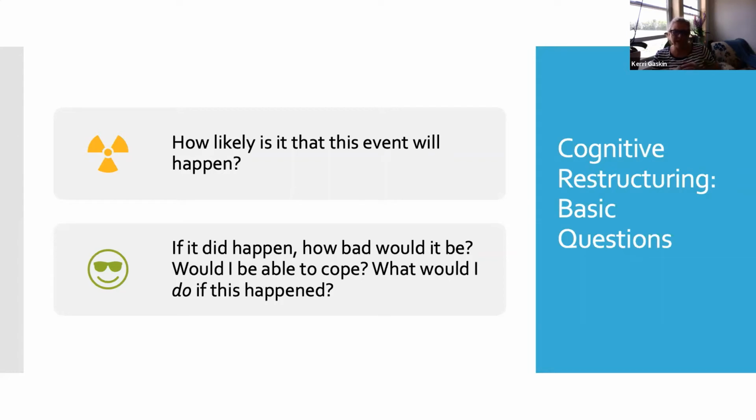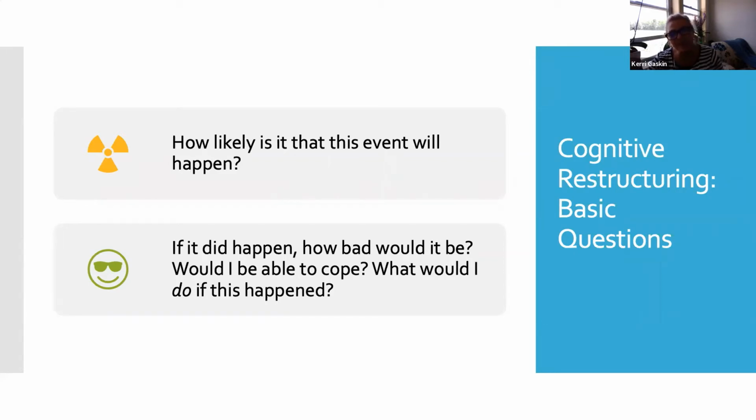What evidence do I have that this is likely to happen in the future? Is there evidence that it's not likely? How many times have I predicted that this would happen? How many times has it actually happened? And the goal, as I said, is not to prove that the event will not happen. It's to make a realistic assessment that it might happen. How likely is it to happen?